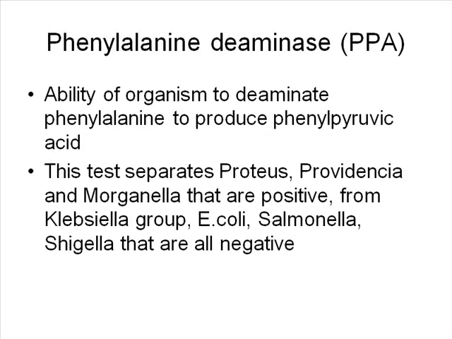The PPA test, or phenylalanine deaminase test, we use this test to separate Proteus, Providencia, and Morganella from all other groups. So remember, in your test question, if you see a PPA or phenylalanine deaminase positive, you should be able to go immediately to your test questions and take E. coli and all others out of there.